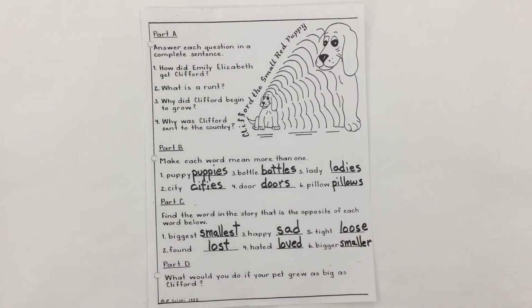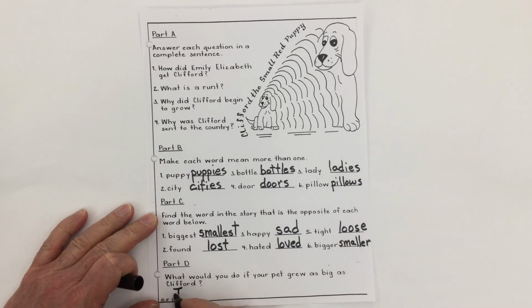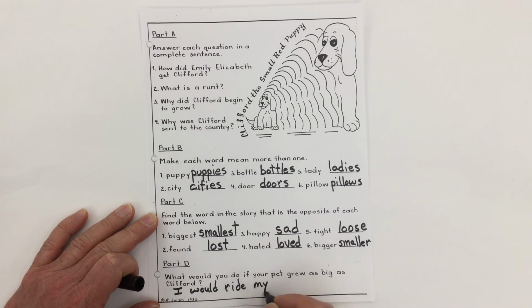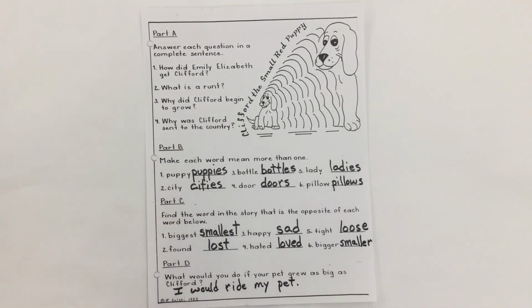E. What would you do if your pet grew as big as Clifford? What are some of your ideas? I would ride my pet, like Emily Elizabeth does sometimes. I think that would be a lot of fun. I would ride my pet. I guess you can do that if you have a horse.